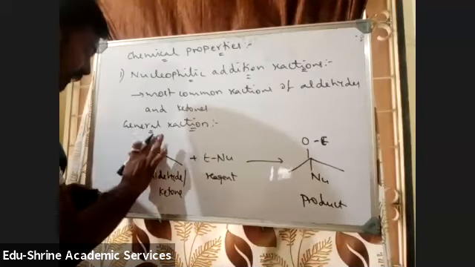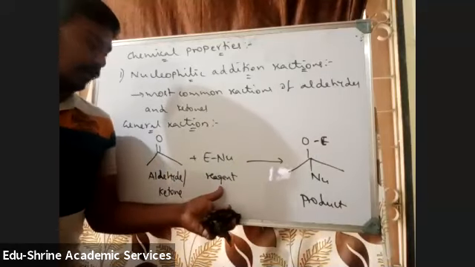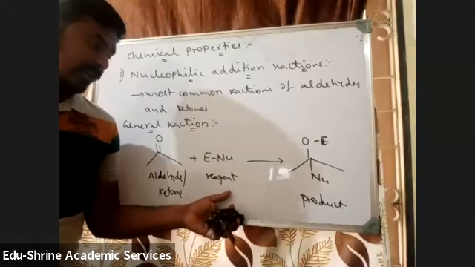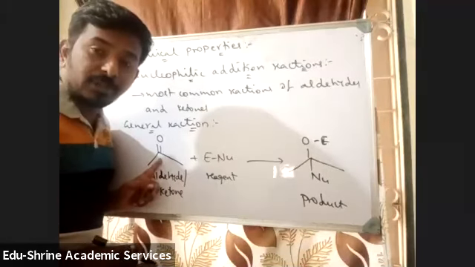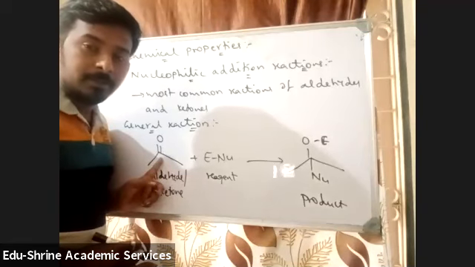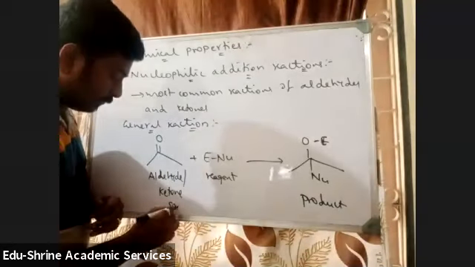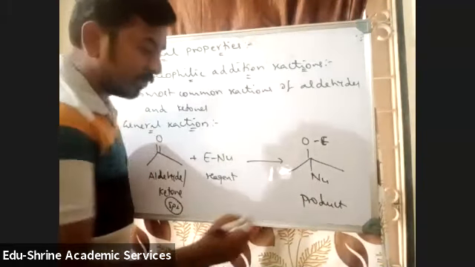So this is the general reaction, students. This is an aldehyde or ketone. When it reacts with the reagent, you get the product. What is the hybridization of the carbon atom in the aldehyde or ketone, students? sp2. What is the hybridization of the carbon atom in the product? sp3.